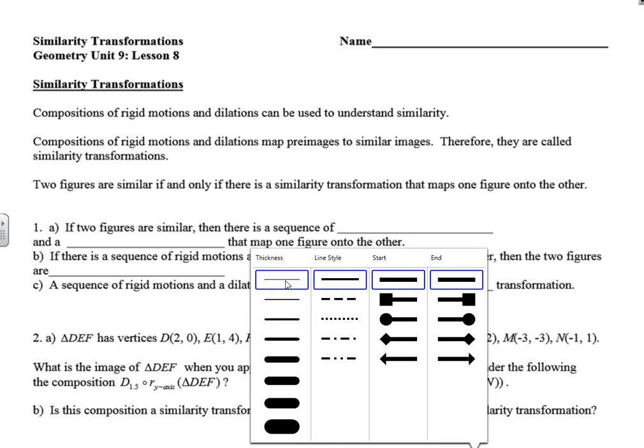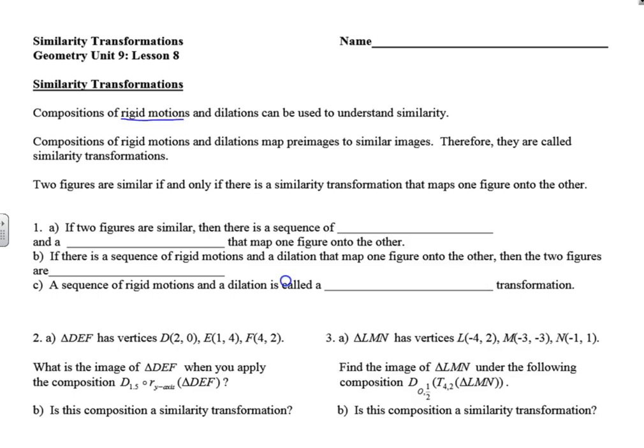And we are finishing up Unit 9 today with our last lesson on similarity transformations. A similarity is a composition of rigid motions and dilations. So these are the two components, rigid motions and dilations, and a dilation is the key component. A composition of rigid motions and dilations maps pre-images to similar images, therefore they are called similarity transformations.